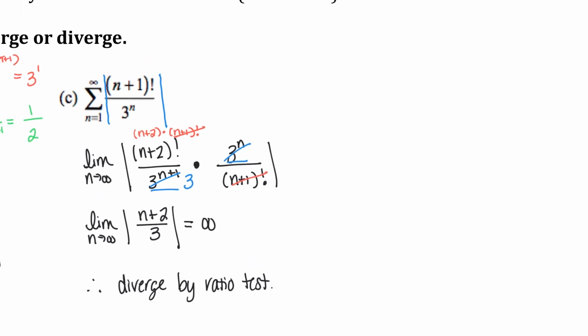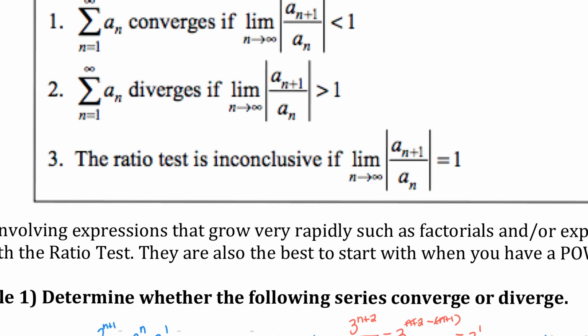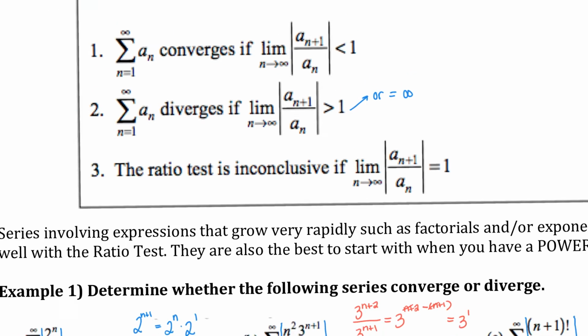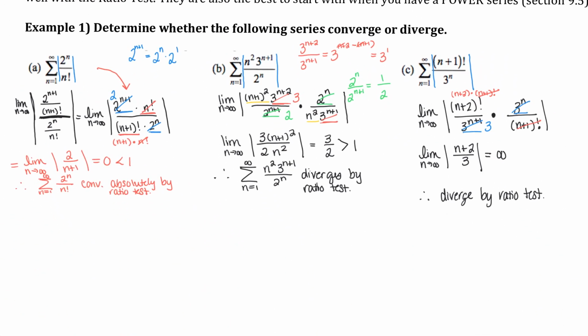So that's good to know. Let's add this to our conclusions up here, but I don't think it's explicitly up here. If it's greater than 1, and let's say or equals infinity, it's going to diverge. All right, so there's the ratio test. It's one of my favorites.